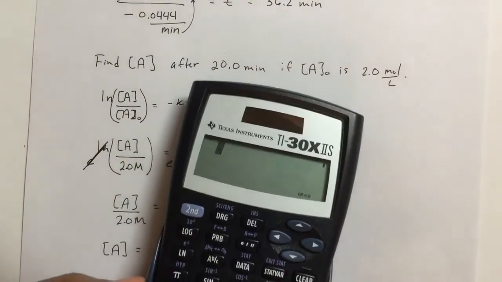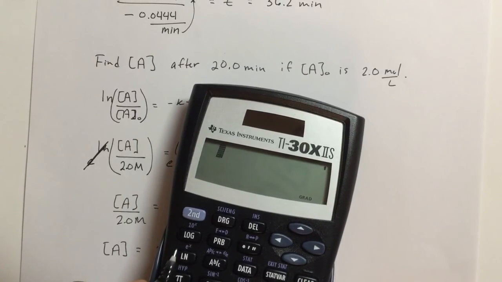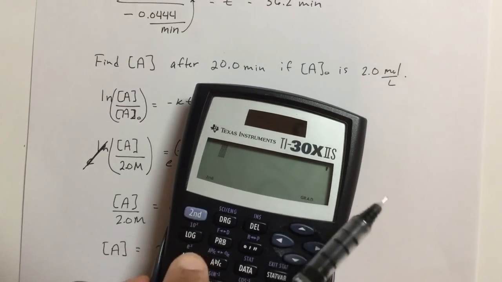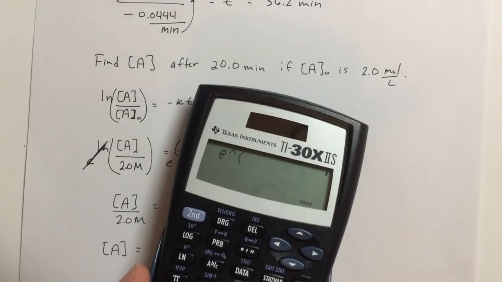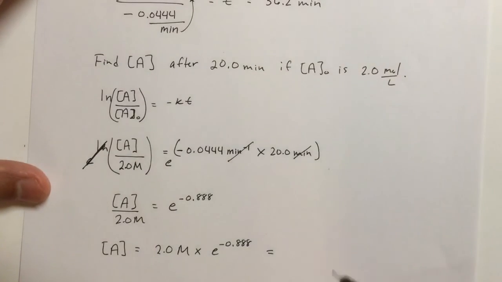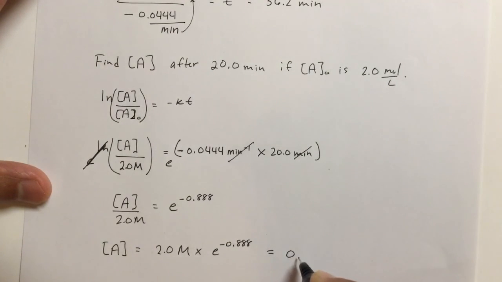In your calculators, remember to get to that e function, that's the second natural log, e raised to the negative 0.888. And so the answer we get here is 0.823 molar.